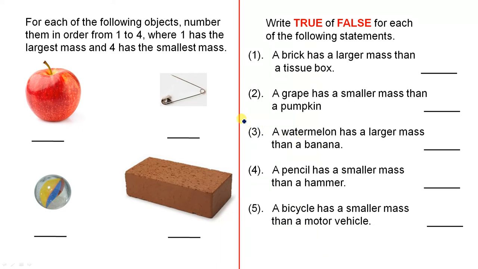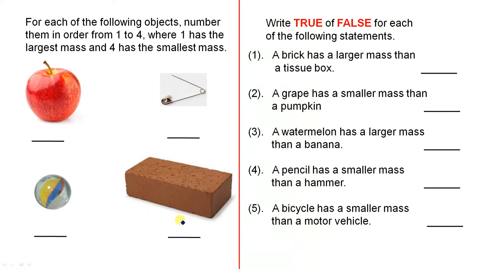For each of the following objects, number them in order from 1 to 4, where 1 has the largest mass and 4 has the smallest mass. So here we have a normal sized apple. This is like a pin used for a lot of different things to fasten things together. That's a normal sized marble, and that's a brick. So we're going to put 1 next to the object which has the largest mass and think about how heavy something is or how light something is.